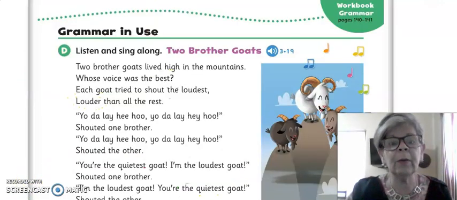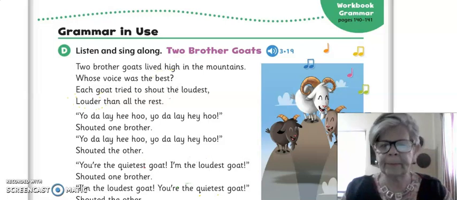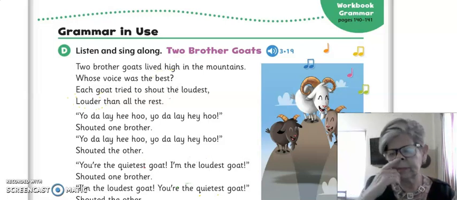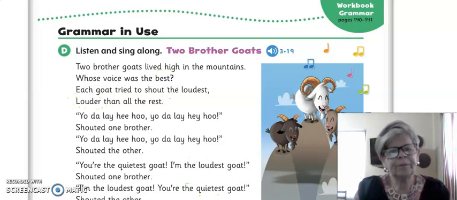Okay, now we are going to sing. Two brother goats. Okay, stand up everybody. You don't need your book. You can read here. D1. Grammar in use. D. Listen and sing along. Two brother goats.